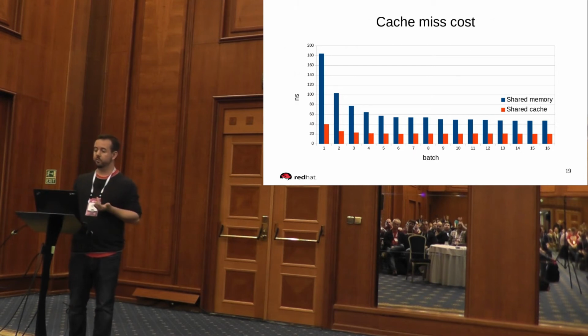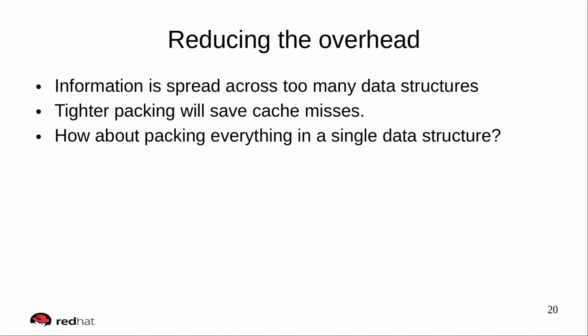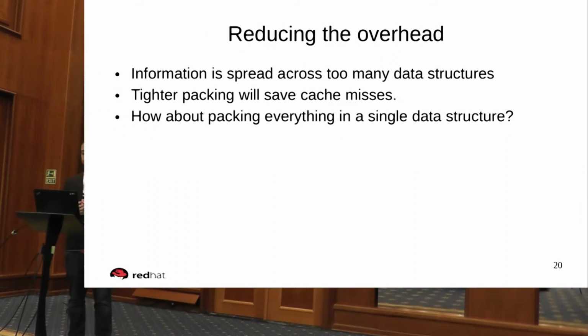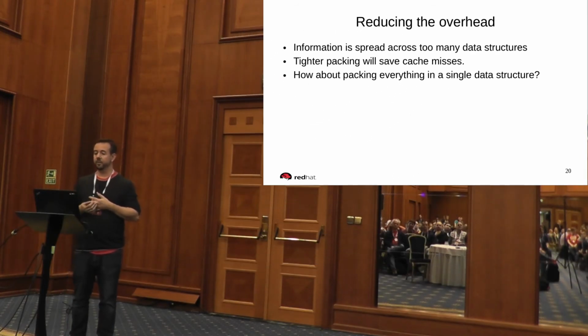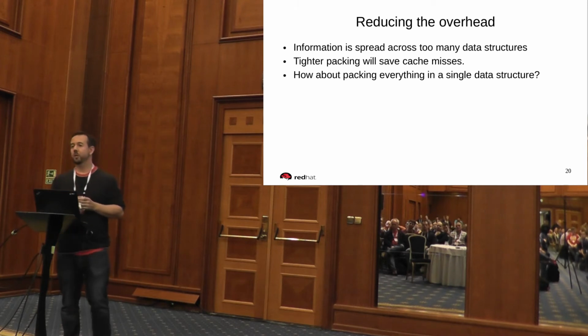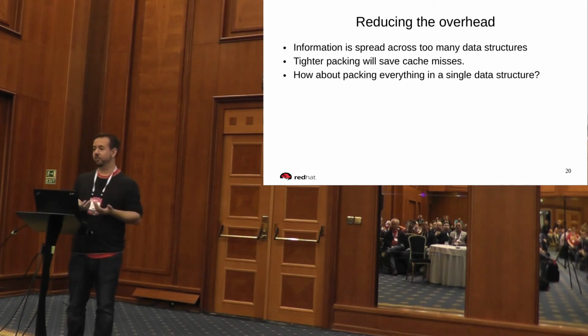How can we reduce this overhead? The information that we store in this Virtio data structure is spread over quite a few data structures. What if we would pack them together more tightly? And how about we just use one data structure, a single one?